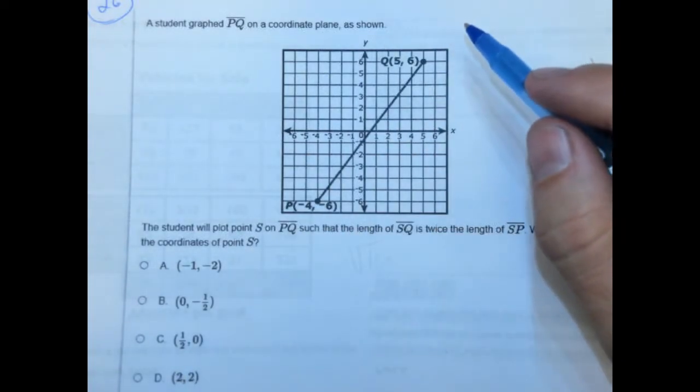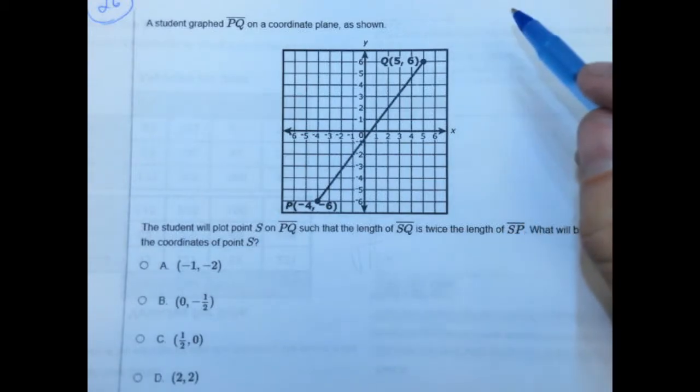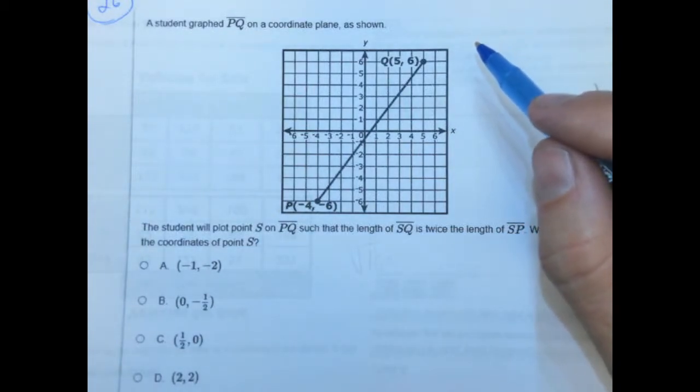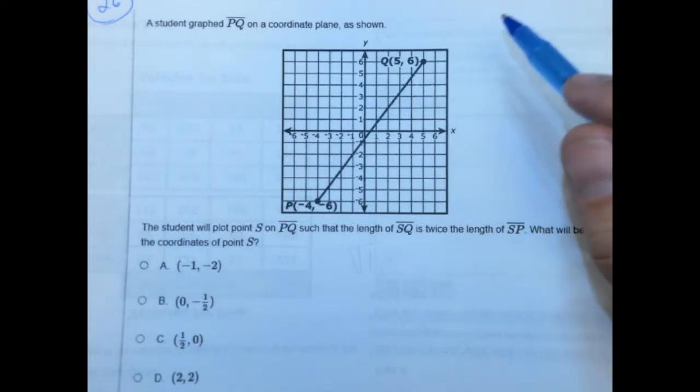All right, so it's not a midpoint. I mean, you could find the midpoint twice. That's one way of doing this, and that's definitely one way you could do it, but that's not the way I would do it, to be honest. All right, let's read that again.